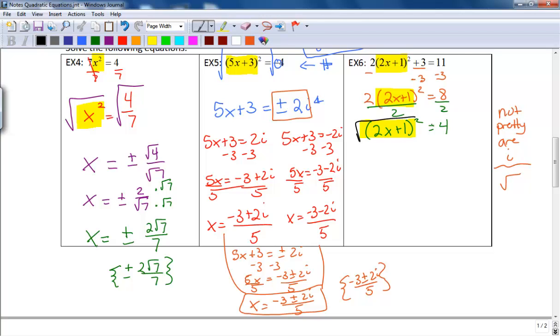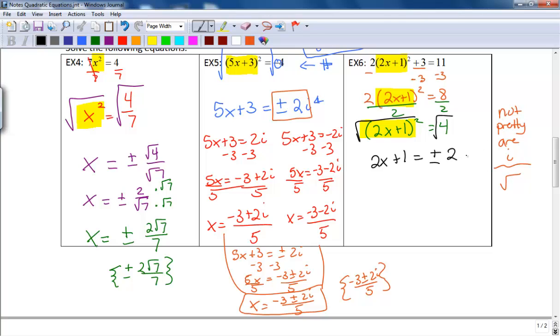I take the square root of the left. I take the square root of the right. Well, the square root of 2x plus 1 squared, again, square root and square cancel, and you're left with 2x plus 1 equals, this is the side with the number, so I need to write plus or minus, and then the square root of 4 is 2.